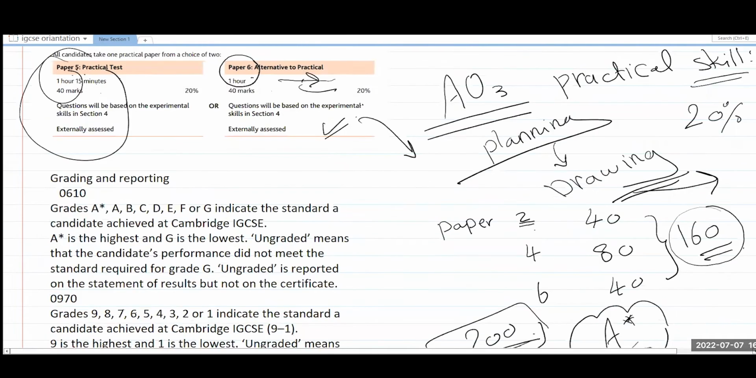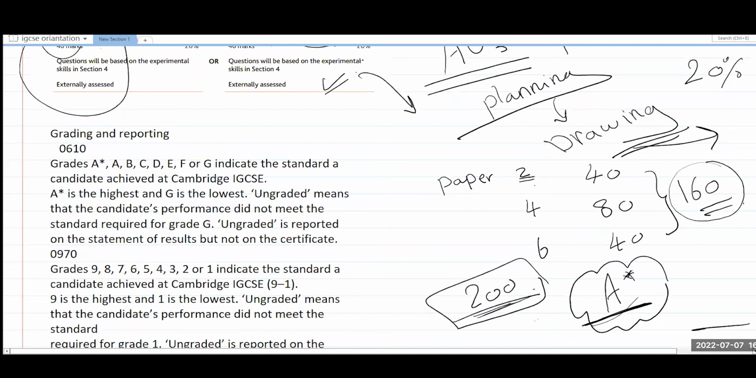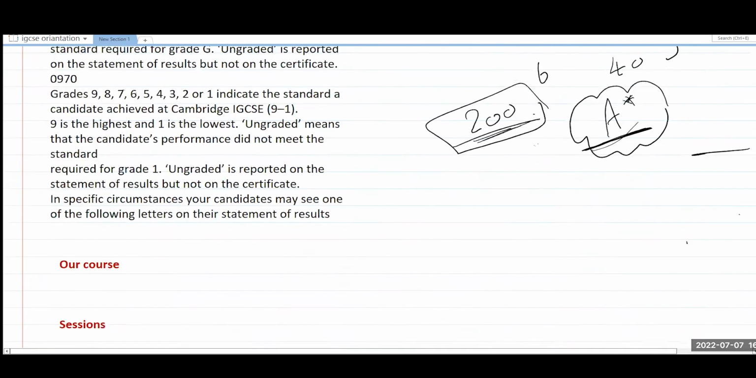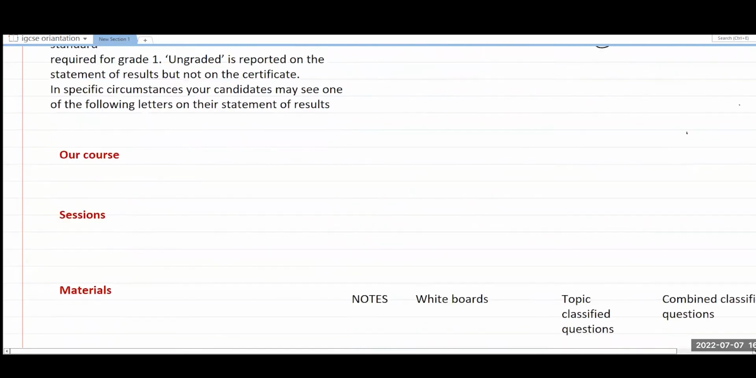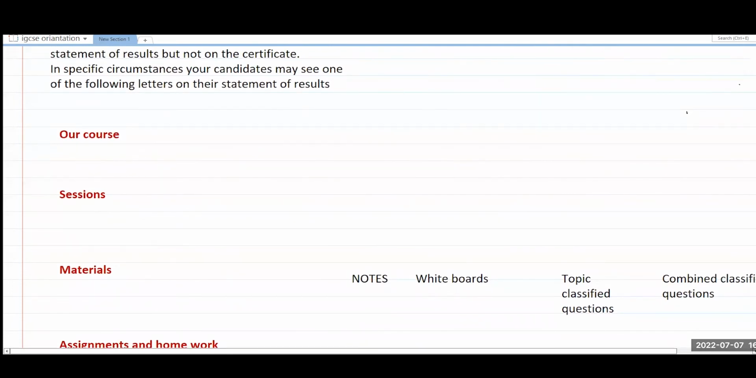This is about the reporting for the two biology codes. What about our course and how it works? We will have online sessions, right? Each session is from 45 minutes to 2 hours. It depends on the lesson.